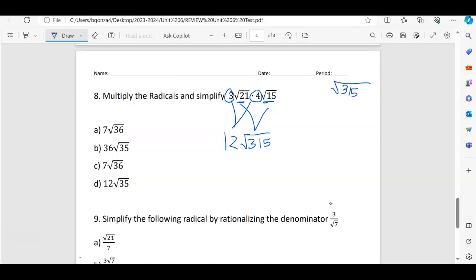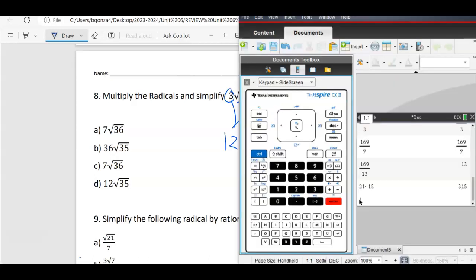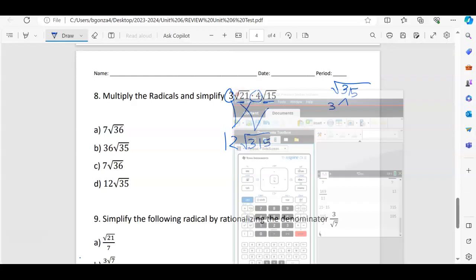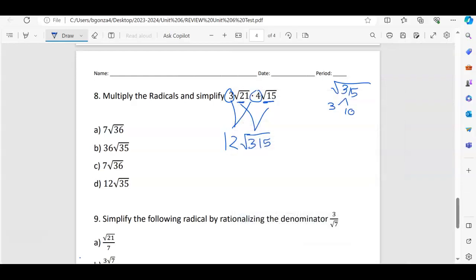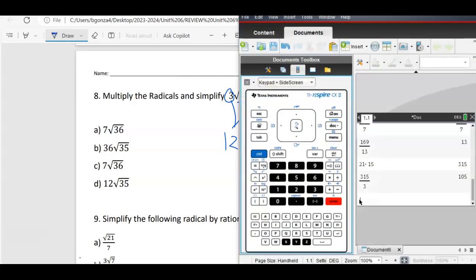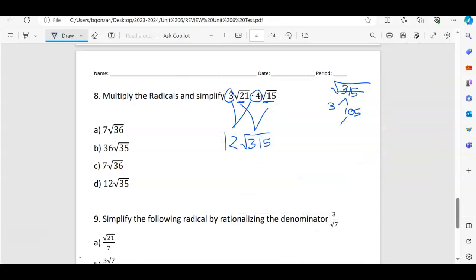2 won't work because it's odd. Let's try 3. 315 divided by 3 is 105. Let's try dividing 105 by 3. 35. Okay, 3 times 35. 3 won't go into 35, but 5 times 7 will. That's it. Okay.